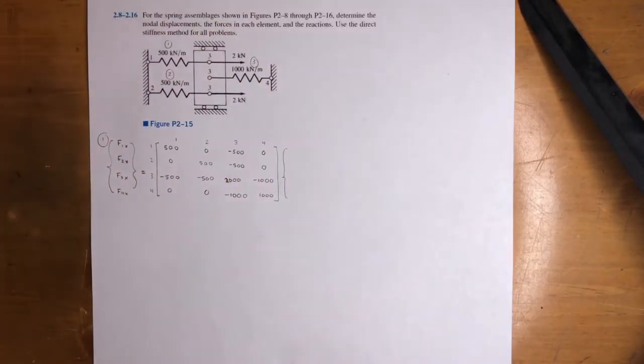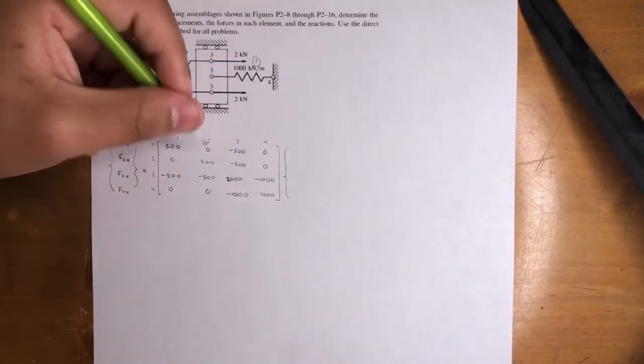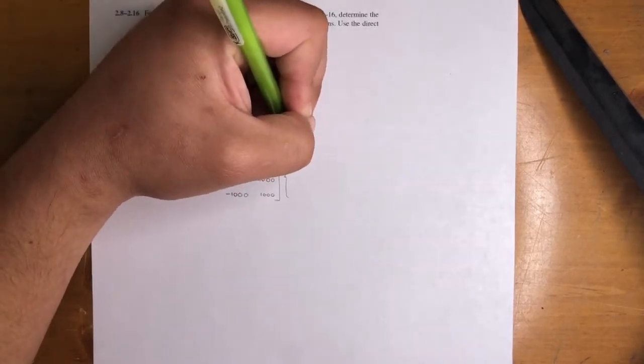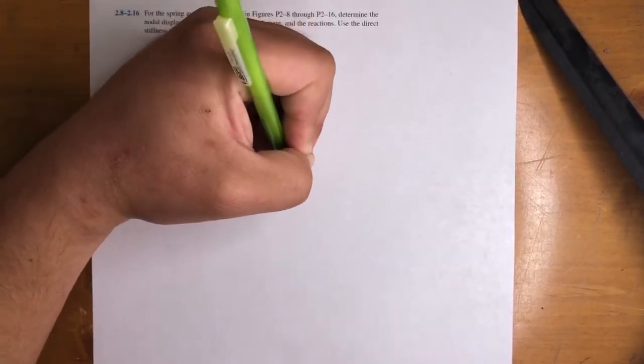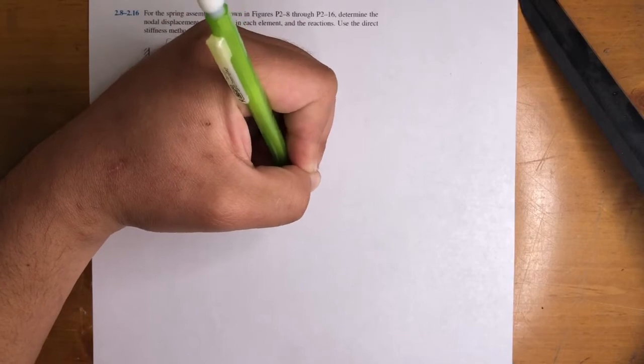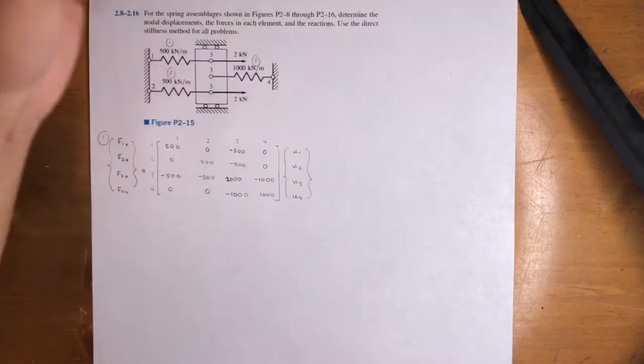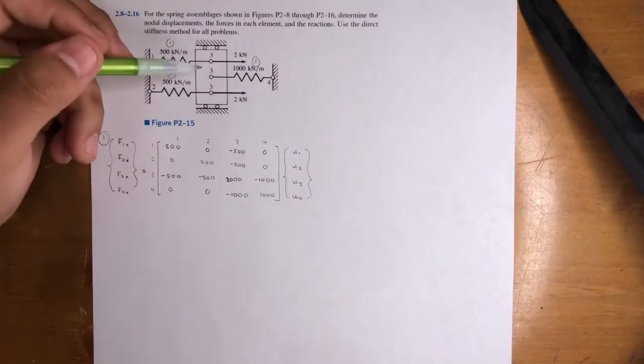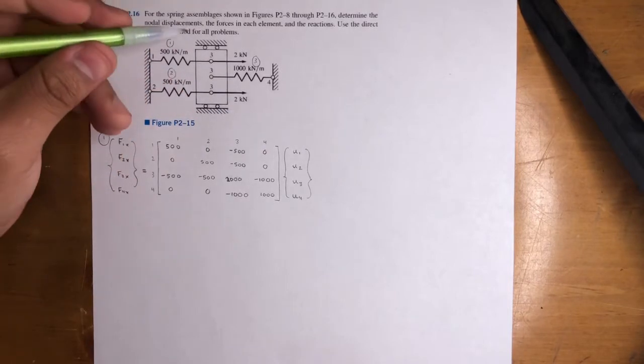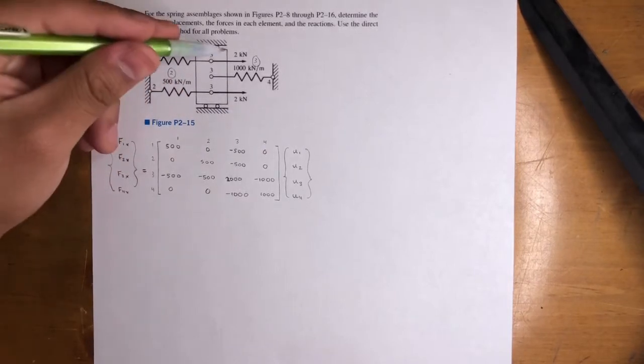Forgot to write the displacement vector. I usually do that before I do all this, but it doesn't matter. U1, U2, U3, and U4. A displacement vector, for those that don't know, is just how much the node is gonna move at the end once you apply these forces.